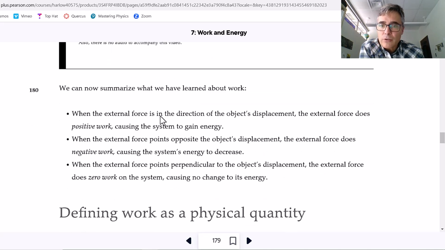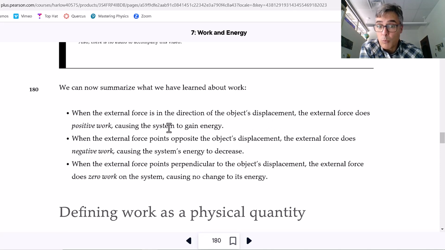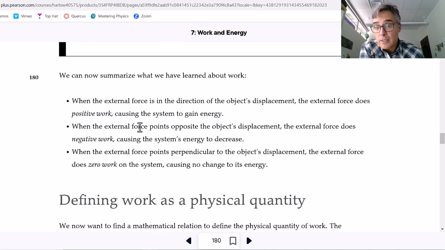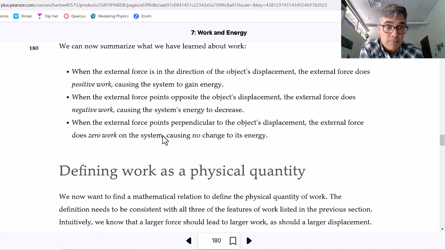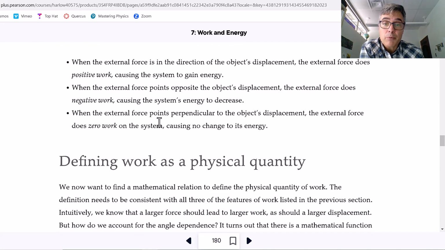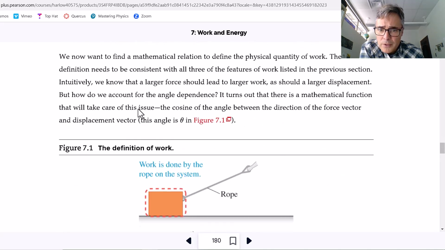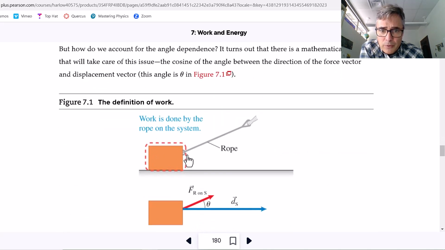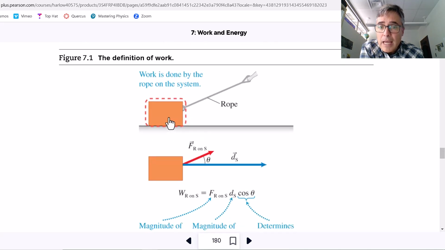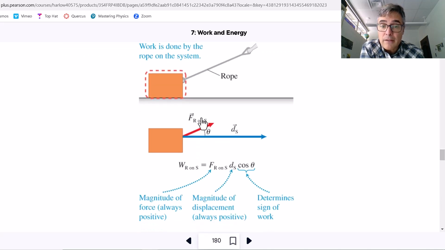When an external force is in the direction of an object's displacement, we say that it does positive work on the object. When an external force points opposite the object's displacement, that force does negative work. And if it points perpendicular to the object's displacement, the external force does zero work. So what we have here is a system with maybe a rope giving a force on it. Imagine that system, this box here, moves some displacement. The displacement is a vector, displacement of the system, S. The force is a vector, and there is an angle, theta, between those two vectors.